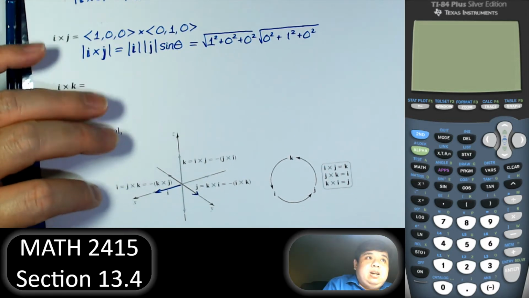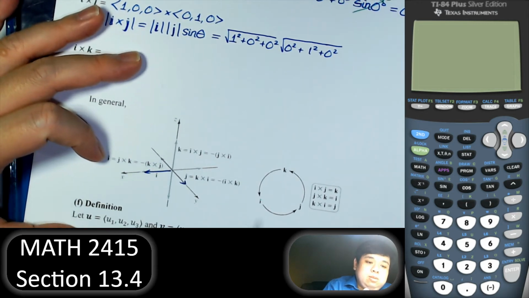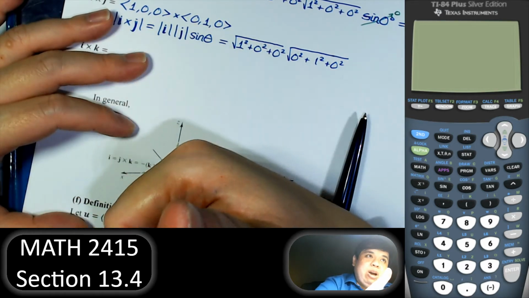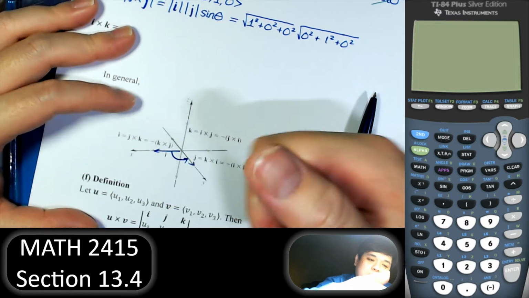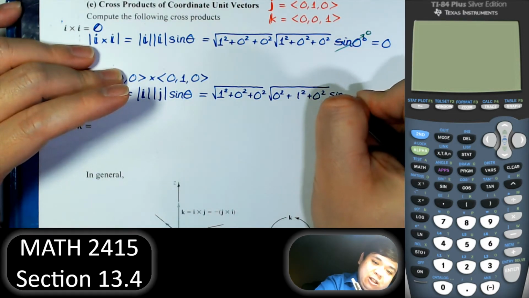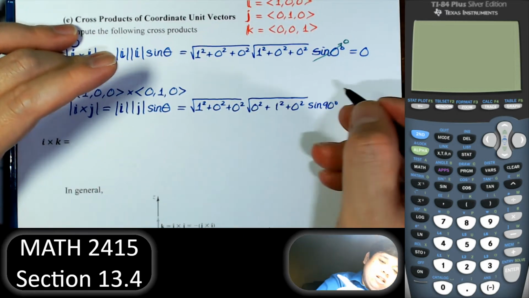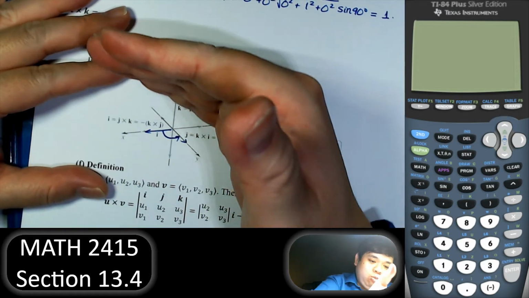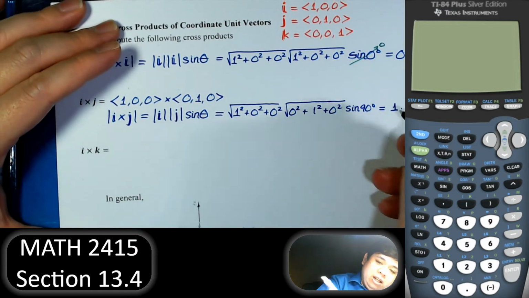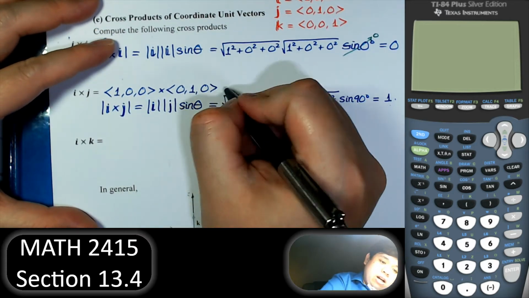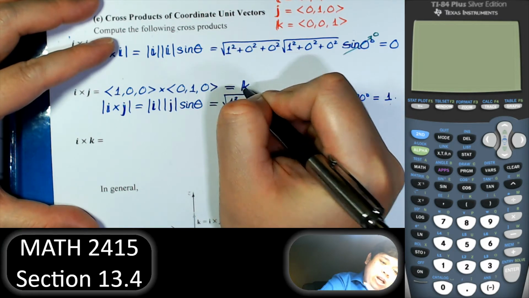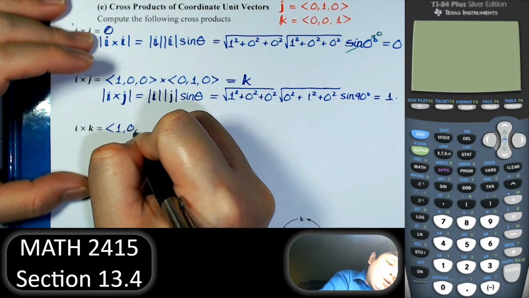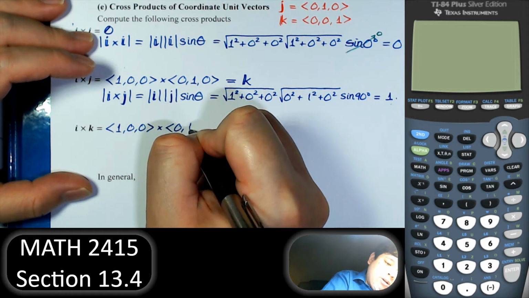And remember, the right hand rule from i to j is the direction of the fingers curling from x to y. So this is sine of 90 degrees. So 1 times 1 times sine 90 degrees is positive 1. The direction we determined is pointing up, and because the magnitude is 1 and it points straight up, we can say that it is equal to k. Now how about i cross k? (1, 0, 0) cross (0, 1, 0).